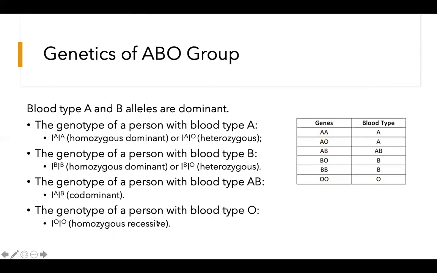Okay, and the genotype of a person with blood type O, they're homozygous recessive. They have both traits to carry the O. So in order to be blood type O, you need to have two O's. If you have an A or a B with an O, you're going to take on the form of blood type A or B.